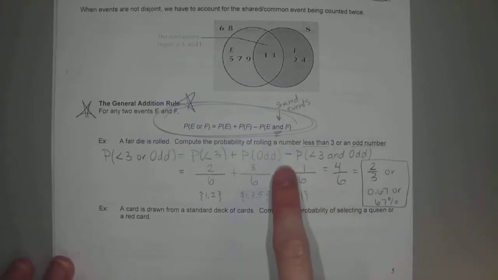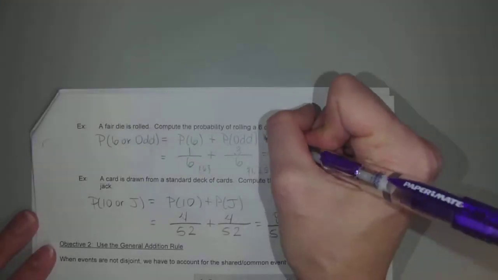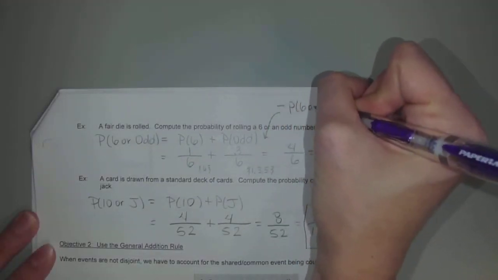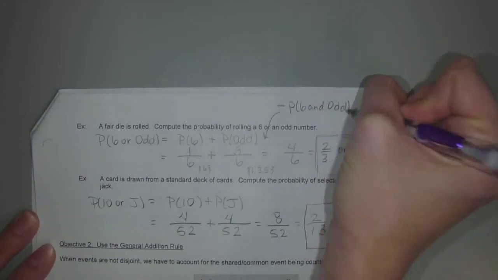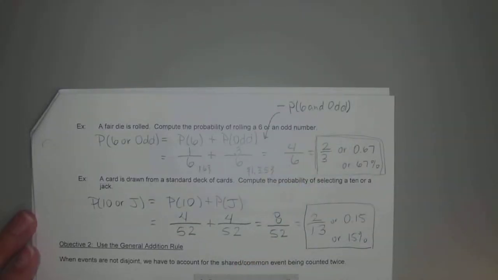Why can this work even for these up here? I'm going back to the top. You could put it in right here: minus the probability of being 6 and odd. What's the probability of getting a number that's 6 and odd? 0. So minus 0. Have I changed anything? No, but I didn't forget to subtract when I needed to subtract. So I actually do them all with the general addition rule. What's the probability of getting a 10 and a jack? 0. So you can put 0 out of 52 on the back there.